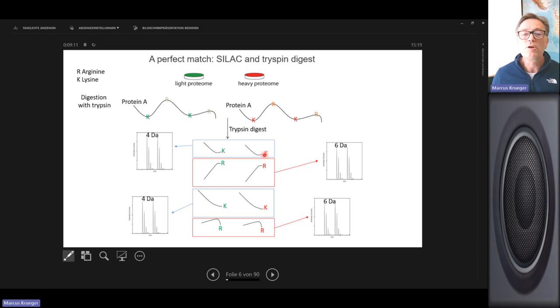Of course, if you only label your proteome with lysine and you then use trypsin digestion, then you are blind for the arginine containing peptides. So they are not labeled, and then they overlap with each other, right? So that's basically the idea.